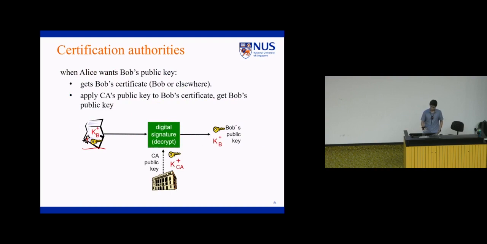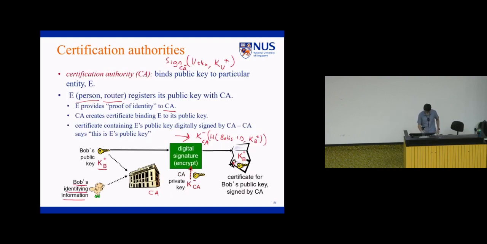Well, she can get it from Bob himself, or she can get it directly from the certificate authority. It doesn't matter where you get it from, because once that certificate authority signs it, it is the proof that, in fact, this is Bob's public key. And then she will apply the certificate authority's public key to verify that signature, right? So in order to verify this, what do you need? You need the certificate authority's public key.